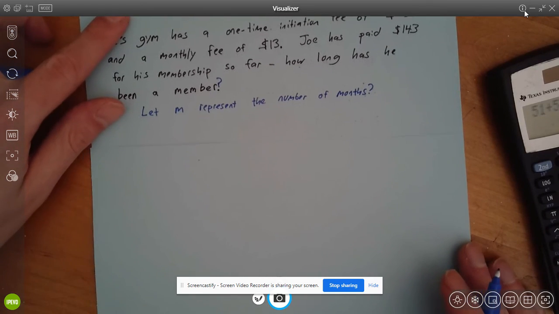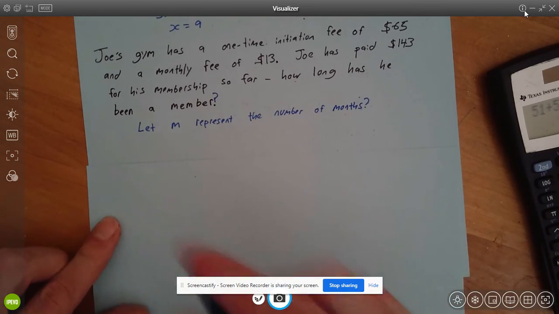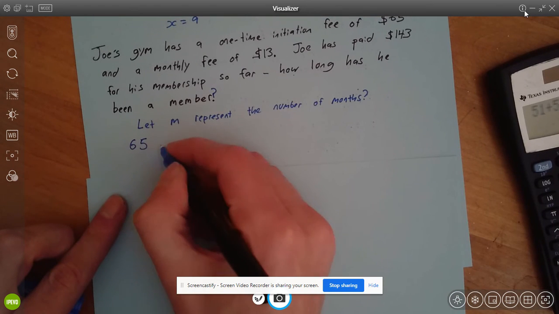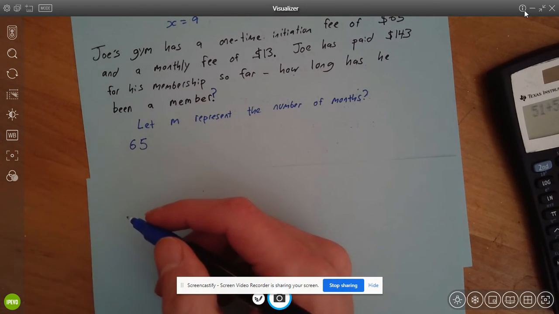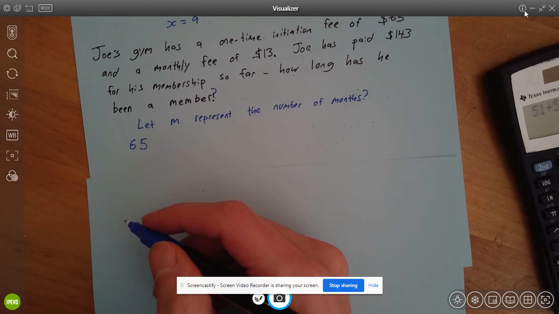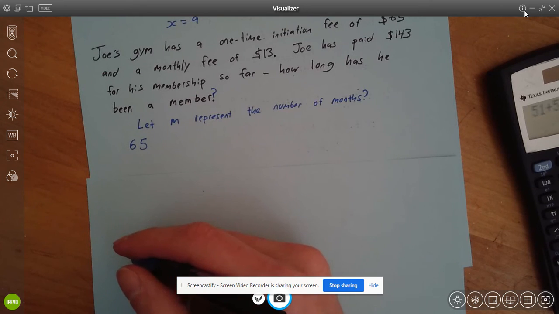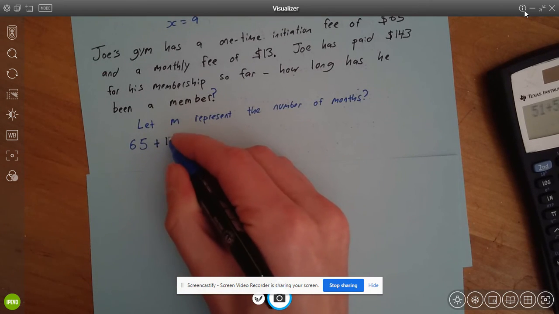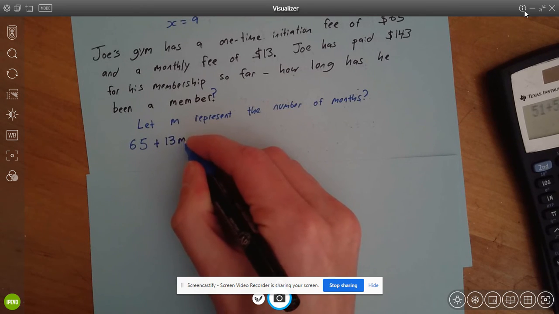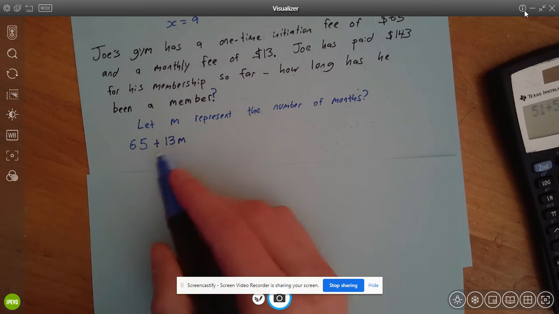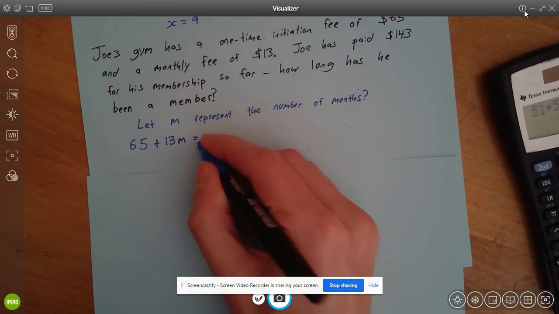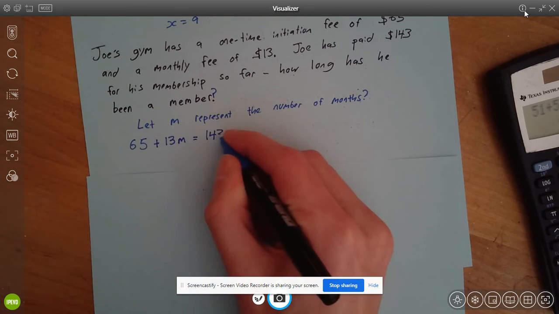So you've got to pay a one-time initiation fee of $65, and then every month you pay 13 more. So if you've been going to the gym 10 months, you would have paid 10 times 13, or 130. So for every month, you pay 13, so we can do 13 times M, and that will be the total of his monthly fees. So the initiation plus the total of his monthly fees will equal the total amount that Joe has paid so far.